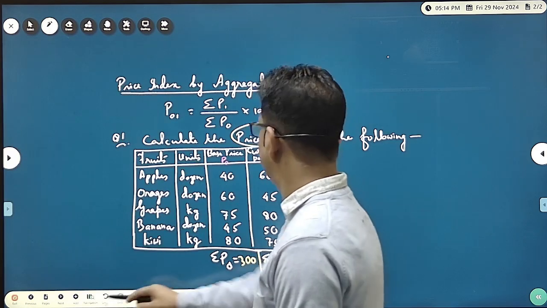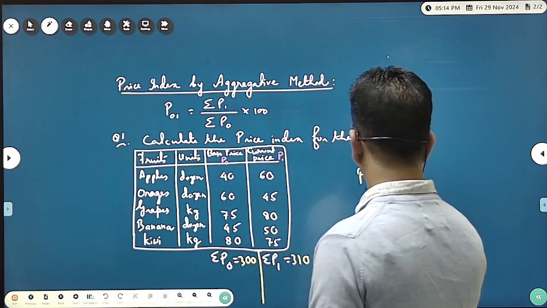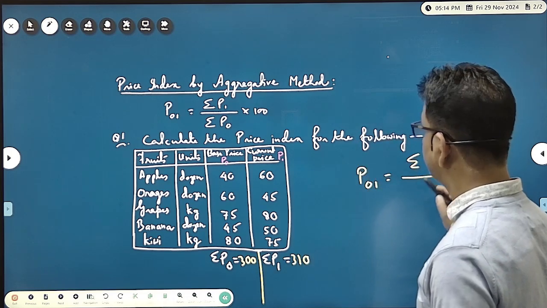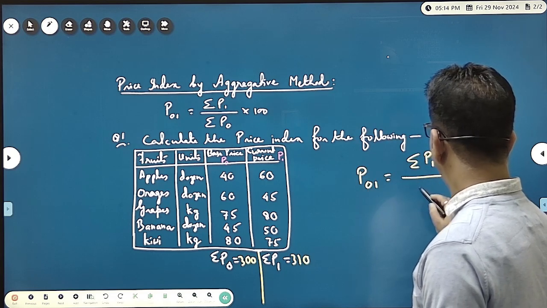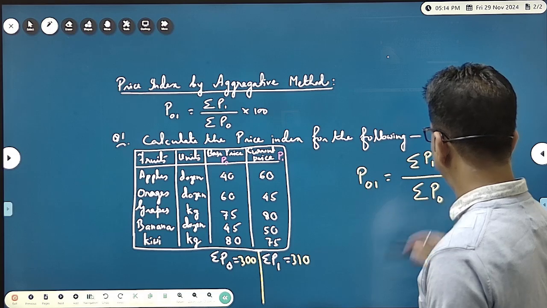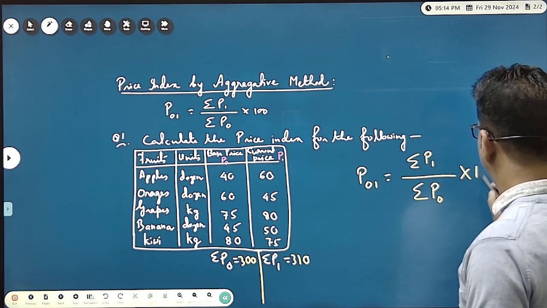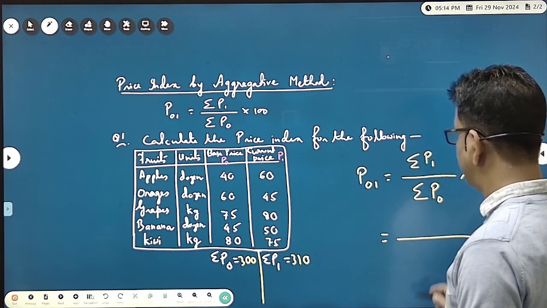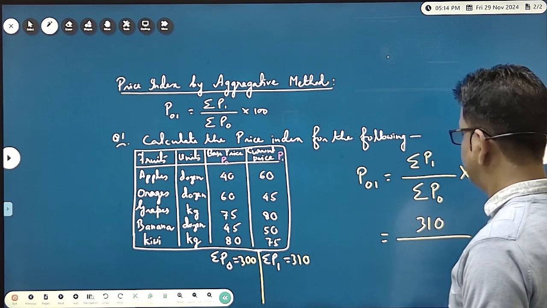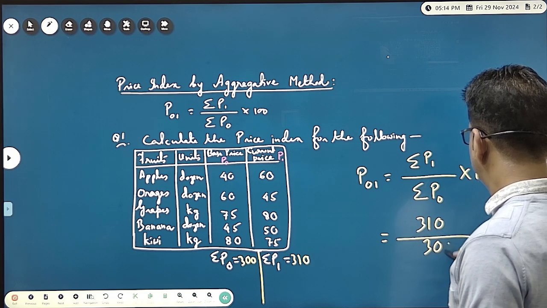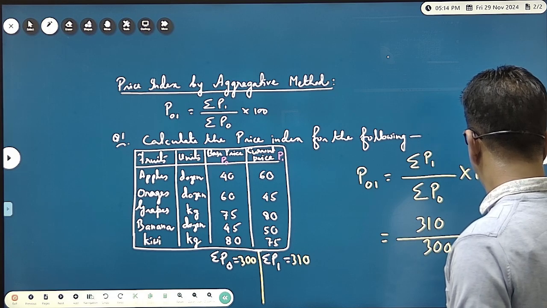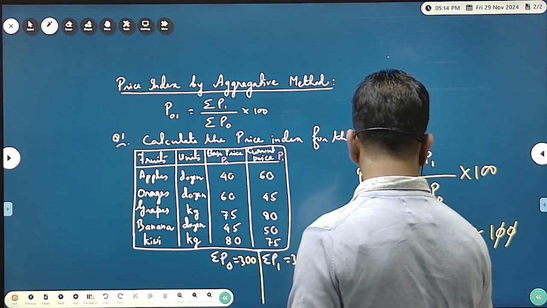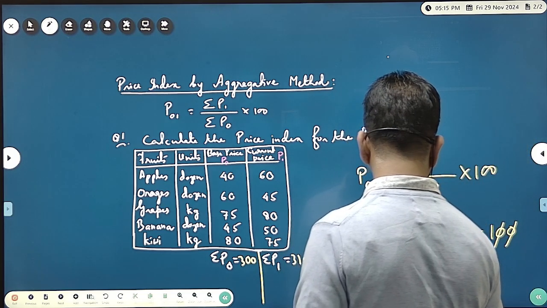Price index is denoted by P01, where we need to find the aggregate, or the totaling, of current prices divided by the aggregate of base prices P0, and then multiply it by 100. As you have just calculated, summation of P1 is 310, summation of P0 is 300. Just multiply by 100. So the 0 gets cancelled anyway. So this is 310 by 3.